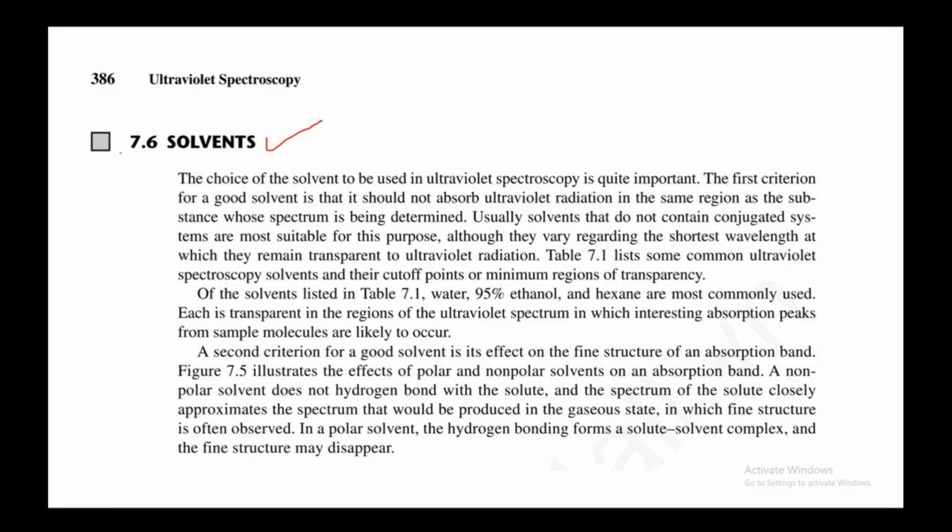Next topic is solvents. How solvents affect the UV visible spectrum. The choice of the solvent to be used in ultraviolet spectroscopy is quite important. The first criterion for a good solvent is that it should not absorb ultraviolet radiation in the same region as the substance whose spectrum is determined. That is the first quality of a good solvent, that it should not absorb.